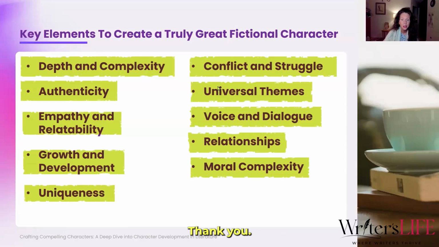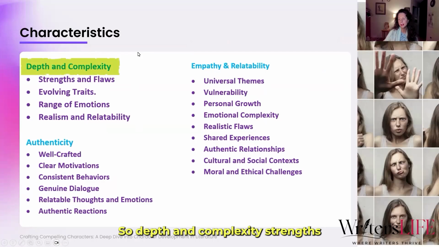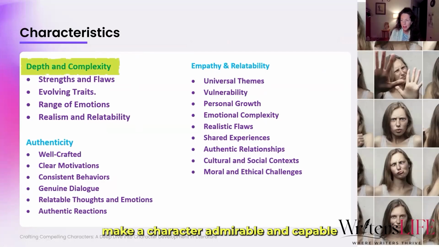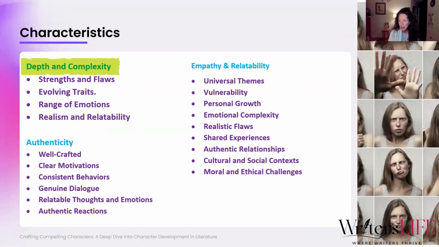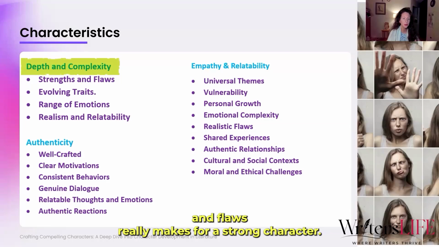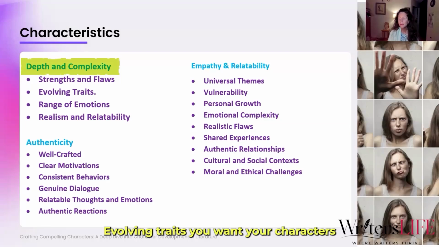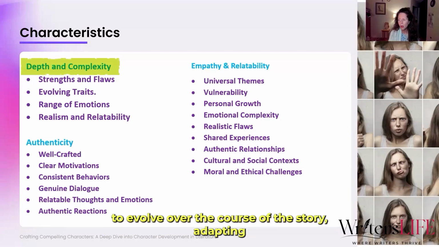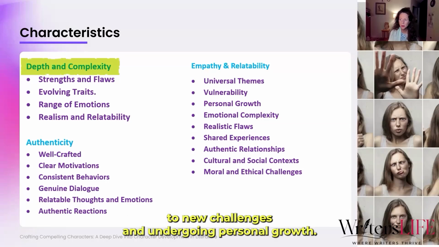Thank you. Okay, so depth and complexity. Strengths make a character admirable and capable, while flaws make them human. So imagine a character who's brave but haunted by past mistakes. I think you don't want a really perfect character. A combination of strengths and flaws really makes for a strong character. Evolving traits. You want your characters to evolve over the course of the story, adapting to new challenges and undergoing personal growth.